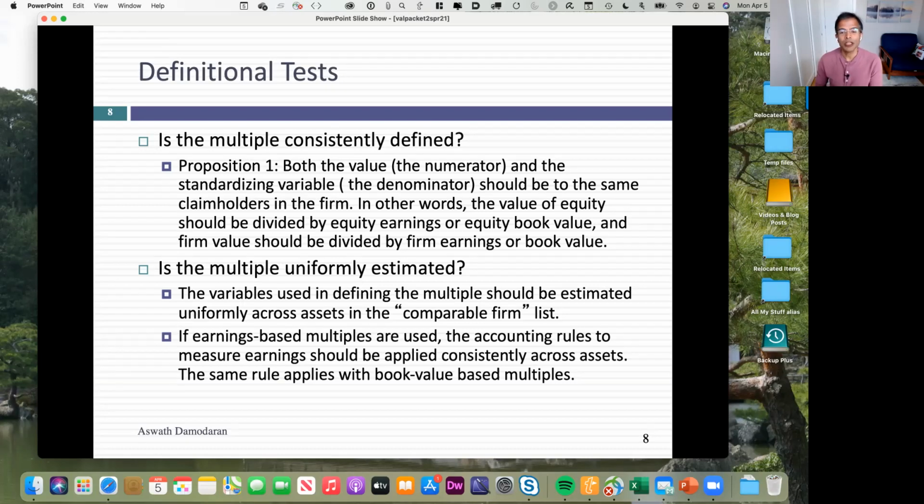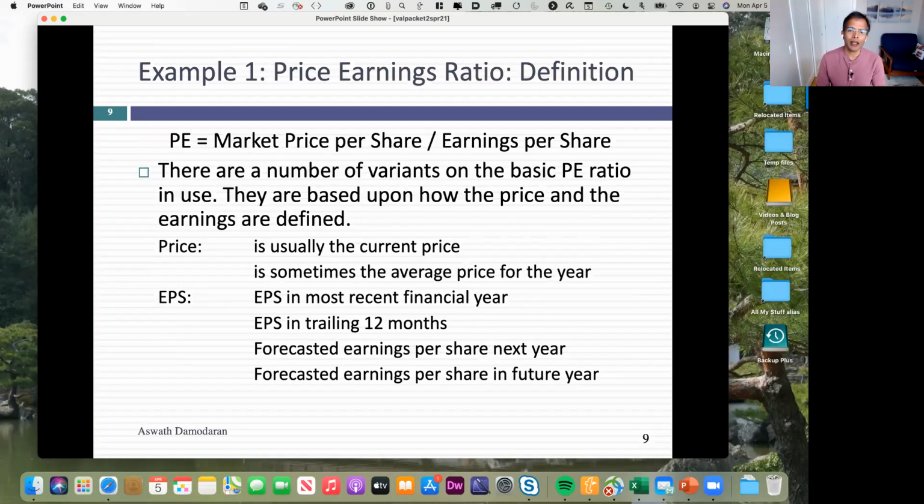So is it consistently defined? Is it uniformly estimated? So here's what I'm going to do. I'm going to throw a bunch of examples at you, and let's try this consistency out, layers of consistency. Let's take the PE ratio. Price divided by earnings per share, right? In fact, everybody knows what the PE ratio is.